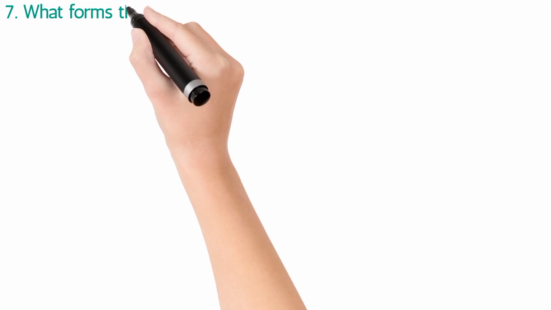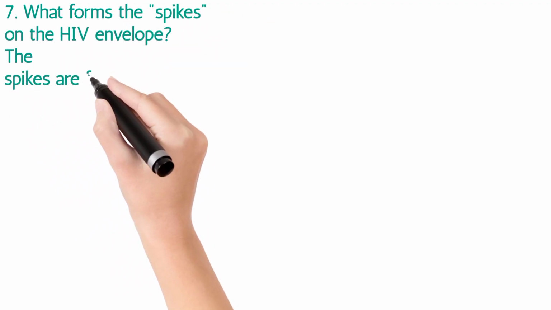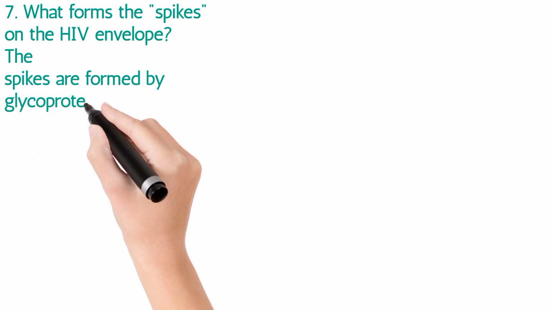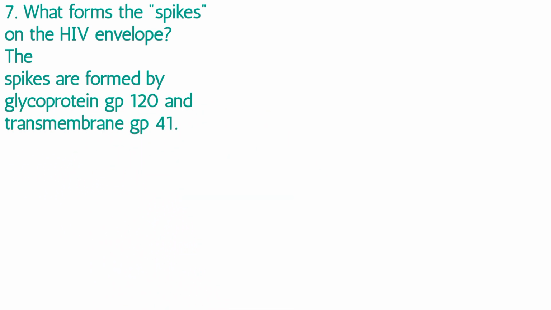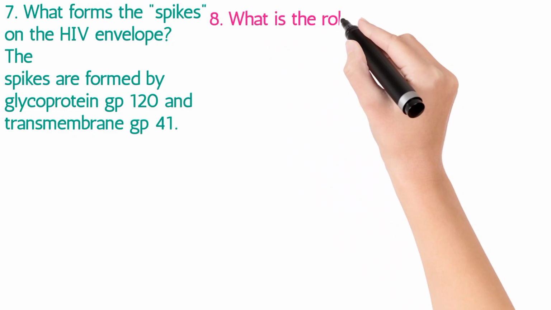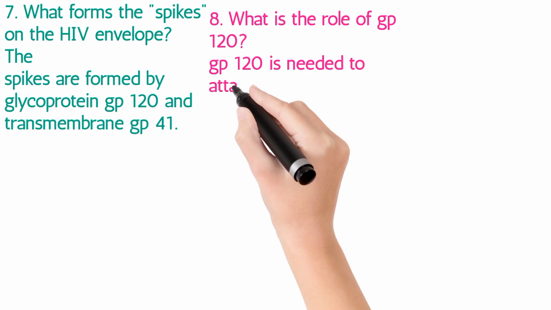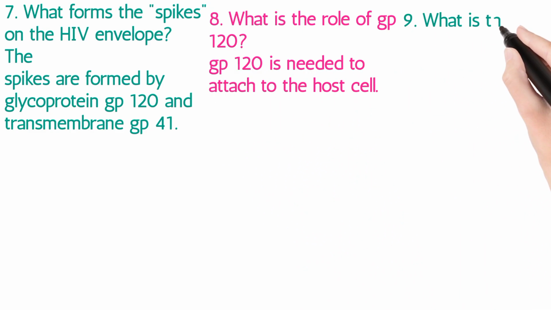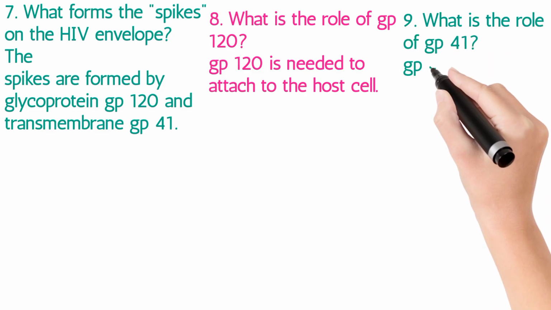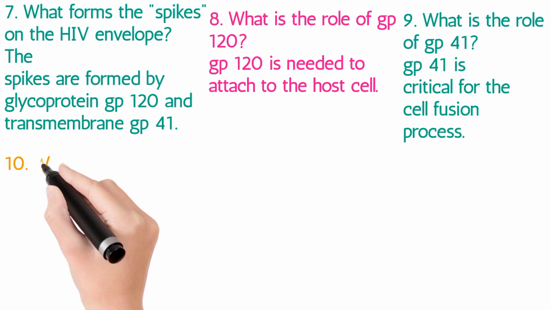7. What forms the spikes on the HIV envelope? The spikes are formed by glycoprotein GP120 and transmembrane GP41. 8. What is the role of GP120? GP120 is needed to attach to the host cell. 9. What is the role of GP41? GP41 is critical for the cell fusion process.